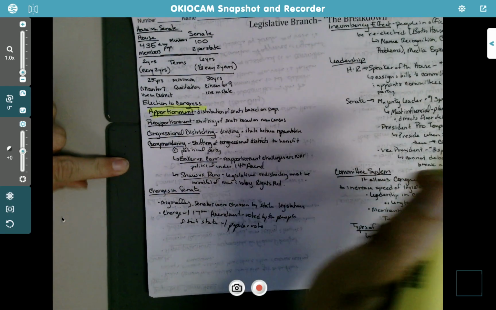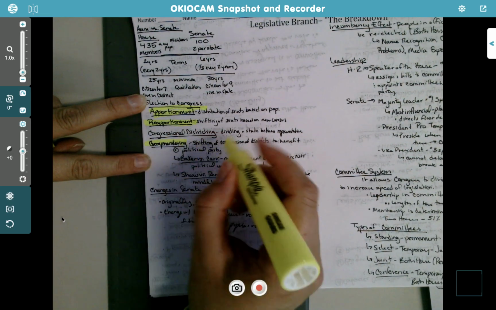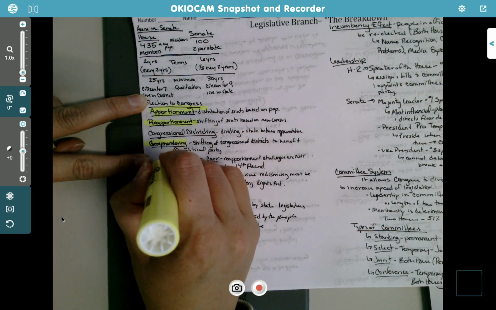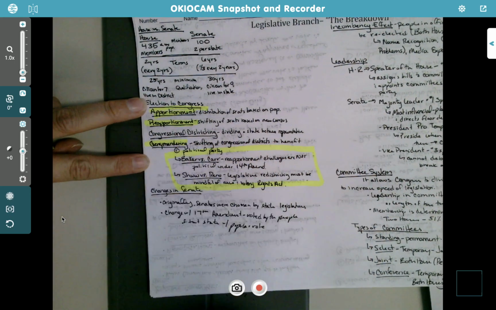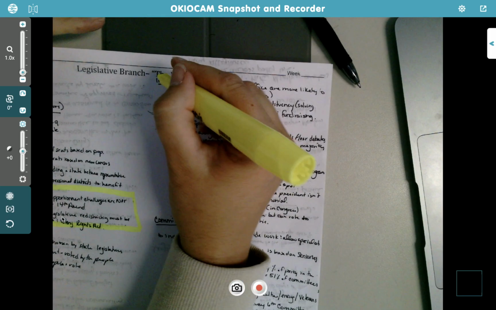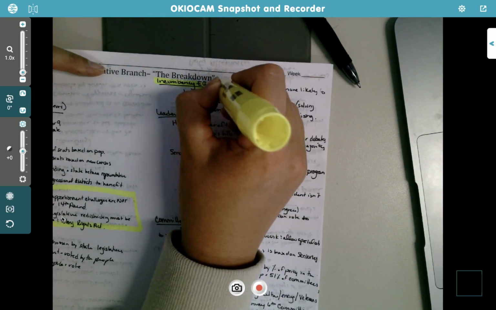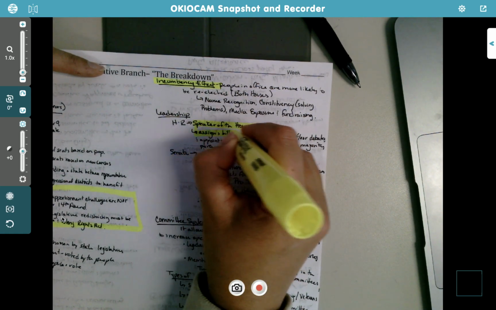You need apportionment. You need reapportionment. You need gerrymandering, which is a huge deal. And you need all of your Supreme Court cases, obviously, so I'm just going to put a box around them. You need incumbency effect. AP loves that.